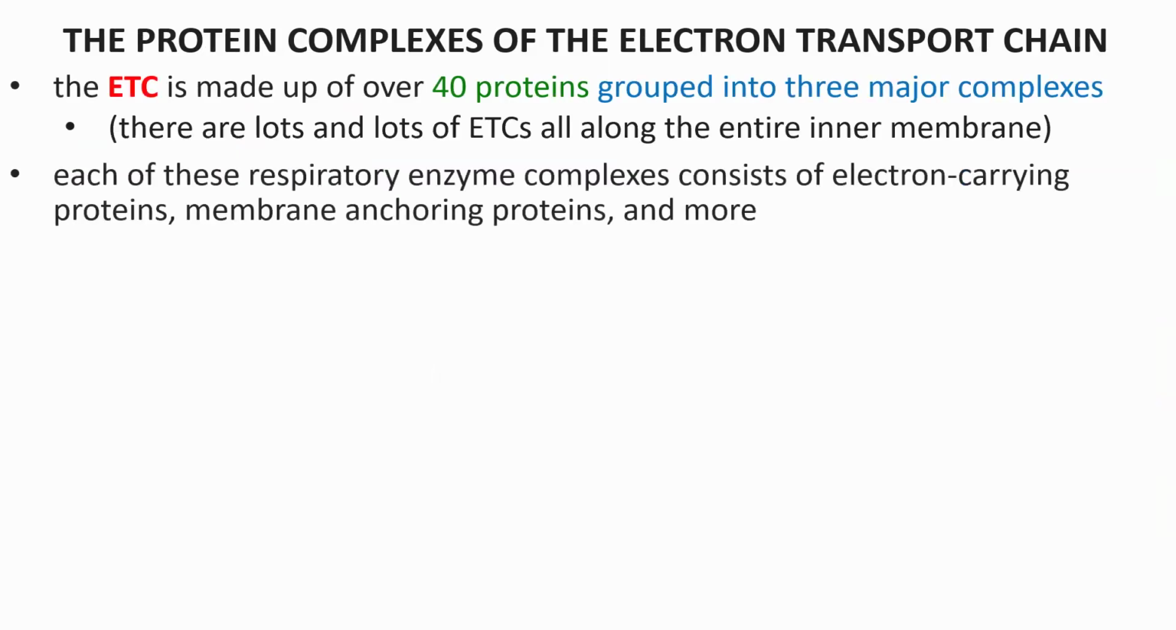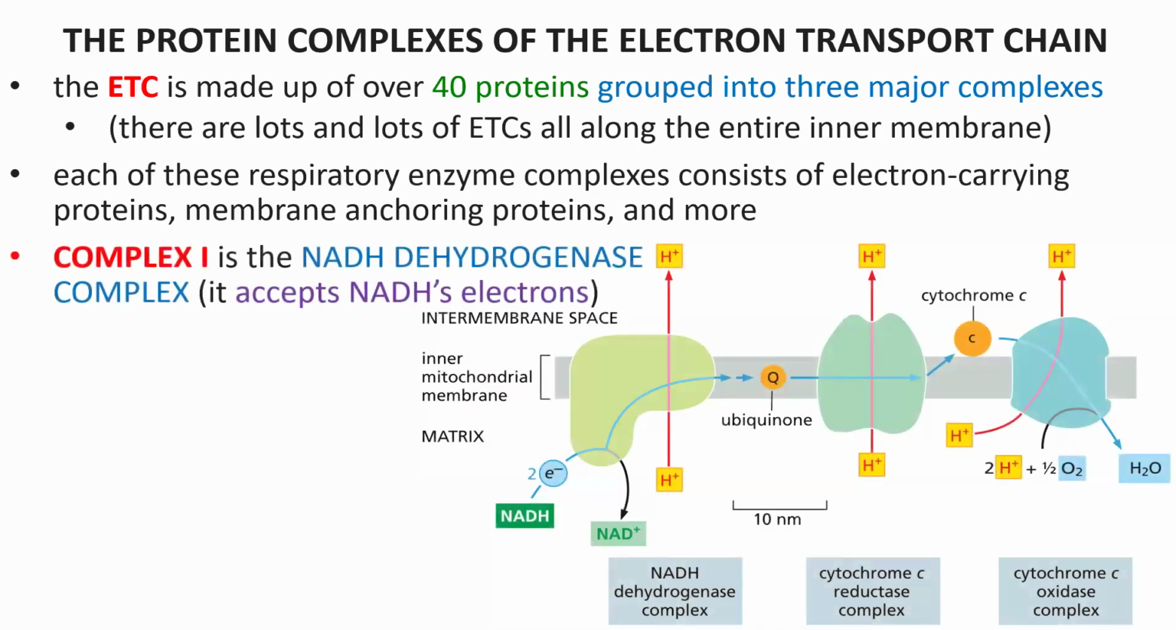Each of them, however, is referred to as a respiratory complex, a respiratory circuit. Each of the individual complexes of the ETC, complex 1, complex 3, and complex 4, consists of multiple electron-carrying proteins and molecules. They're actually membrane anchoring proteins so that they don't diffuse in the inner mitochondrial membrane, and a lot of more complexity that we won't even touch upon here.